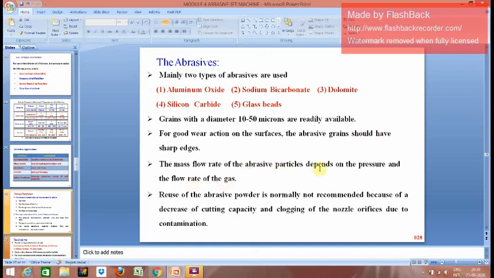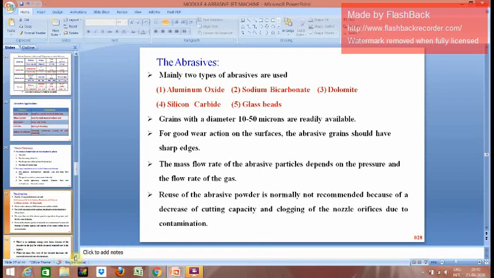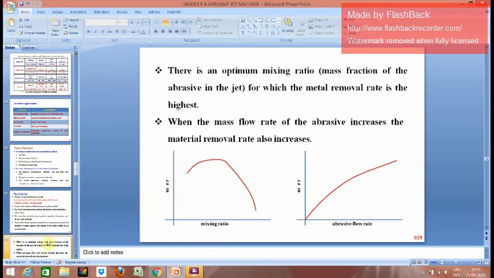The mass flow rate of the abrasive particles depends on the pressure and the flow rate of the gas. Reuse of the abrasive powder is normally not recommended because of the decreasing cutting capacity and clogging of the nozzle orifices due to the contamination. So these are certain things which you have to consider while using the abrasive.